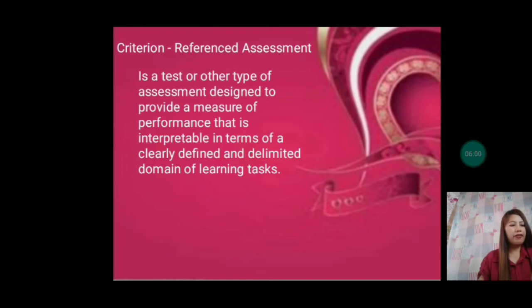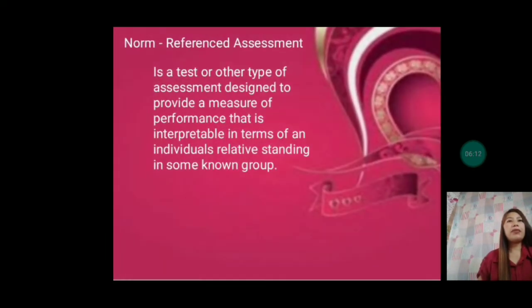Criterion-referenced assessments include checklists, rating scales, grades, rubrics, and percent accurate. A norm-referenced assessment is a test or other type of assessment designed to provide a measure of performance that is interpretable in terms of an individual's relative standing in some known group. Percentile ranks are the most commonly used scores in norm-referenced interpretations.